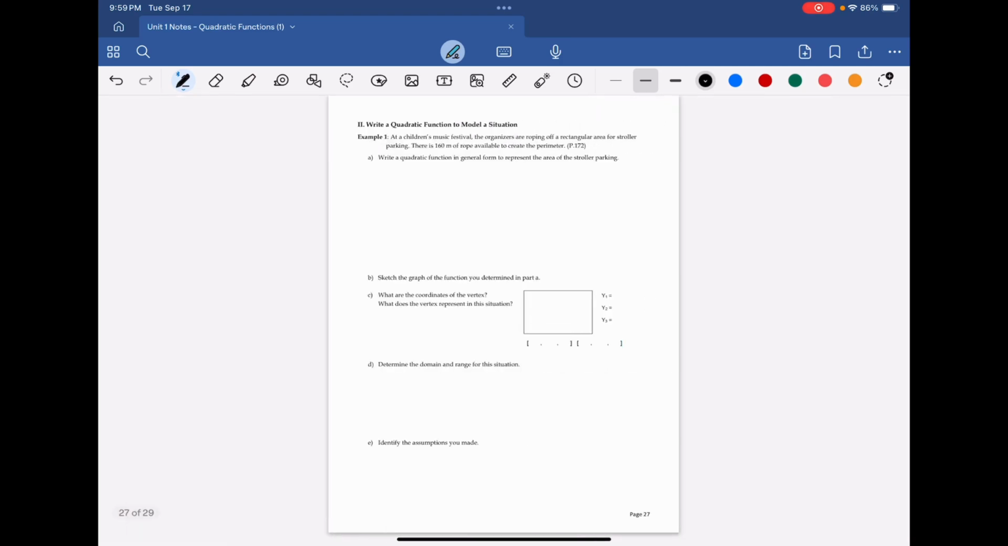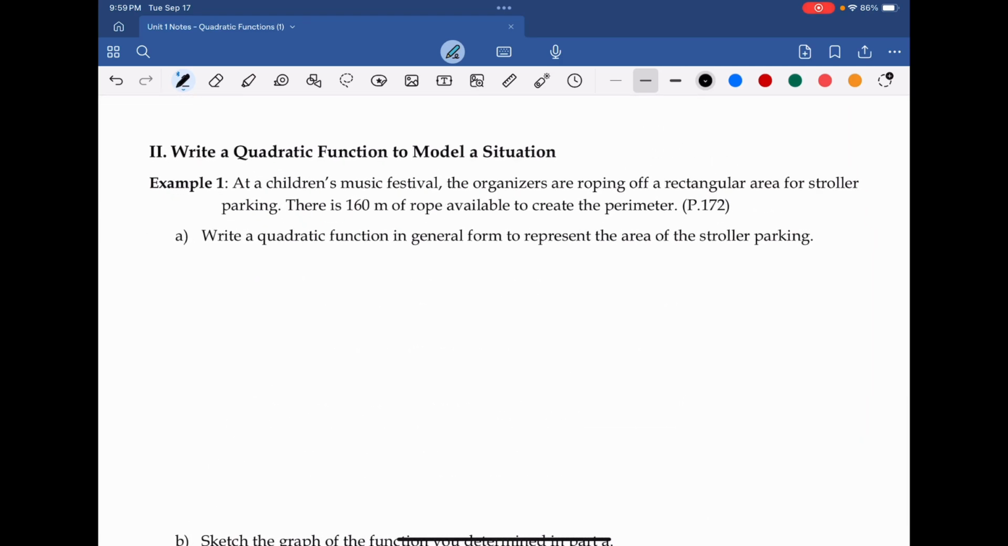Whoops, I'm going to go back here. So a children's music festival, they want to rope off some sort of area for stroller parking. So the moms want to drop off their strollers so they're not lugging these around. They want to create an area. They have 160 meters of rope available to create this perimeter. Let's write the quadratic function that goes with this.